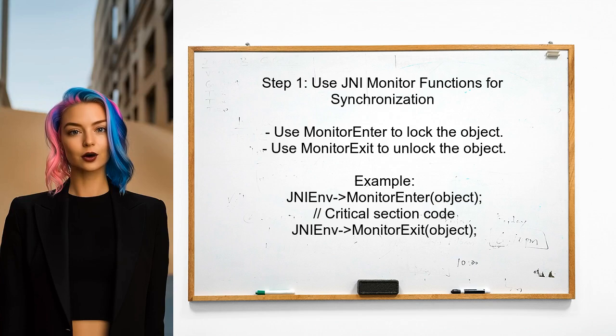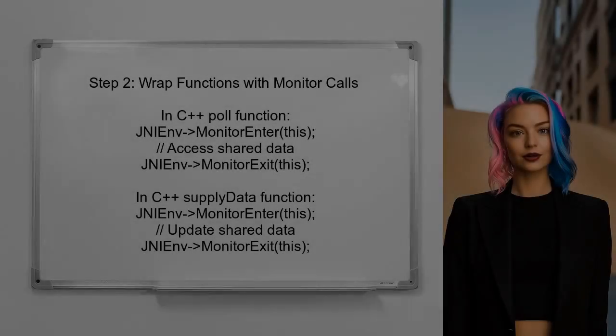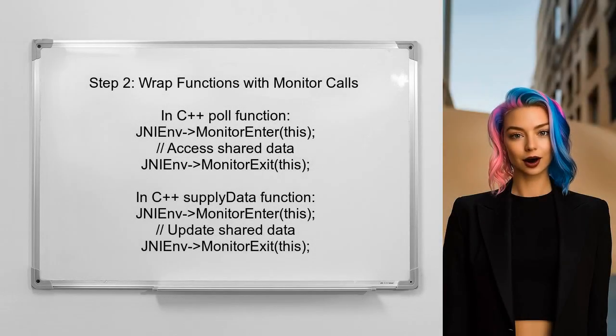To properly synchronize access between the C++ and Java threads, the user should utilize JNI's built-in monitor functions. These functions are monitor enter and monitor exit, which handle locking on the C++ side. Next, the user should ensure that both the C++ polling function and the Java data supply function are wrapped in these monitor calls. This will prevent race conditions when accessing shared data.